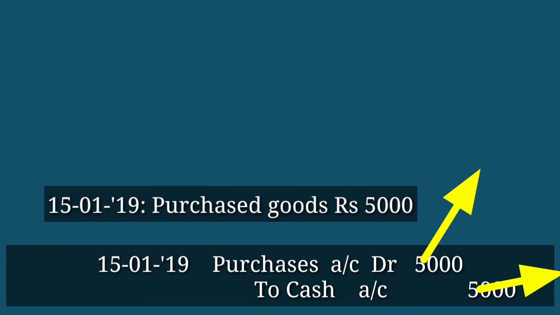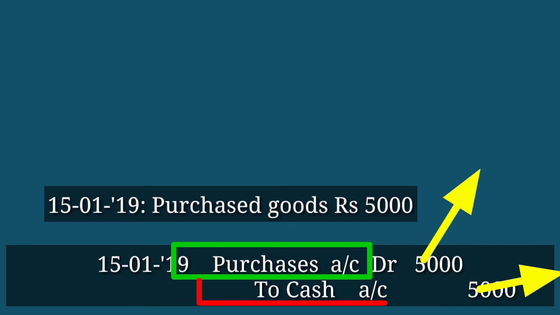For that purpose, we need to prepare an independent purchases account and cash account. But the cash account we already prepared. Now we need to prepare the new account, the purchases account. The cash account we already prepared, so no need to prepare it again.